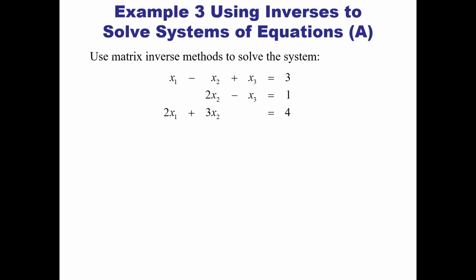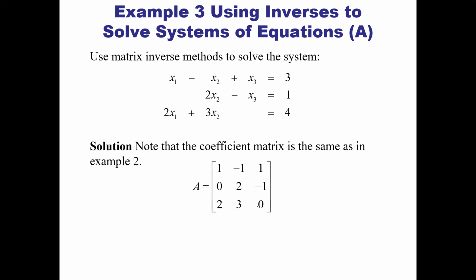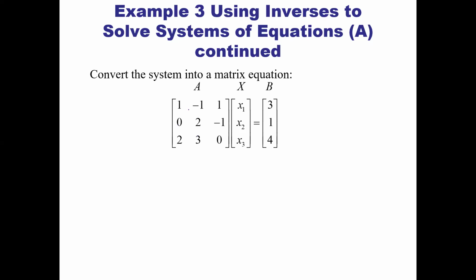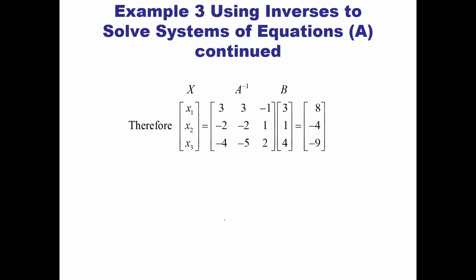All right, so here's another example. Use inverses to solve this system. So again, we're going to do a coefficient matrix, the A matrix, the X matrix, and then our B matrix. And so our A matrix is the coefficients, and then we're going to say, okay, A times X is equal to B. Find the inverse of A, multiply it by B, and when we do that, we're going to have this. And when we multiply that out, we get 8, minus 4, 9. And so x1 is 8, x2 is minus 4, x3 is 9. Okay, so that's pretty nice.